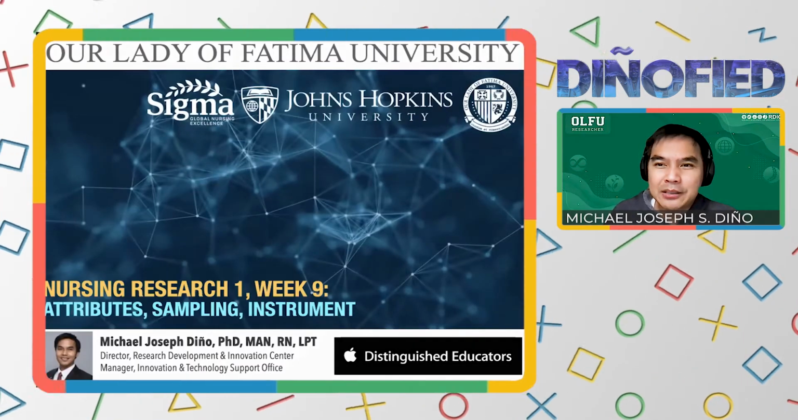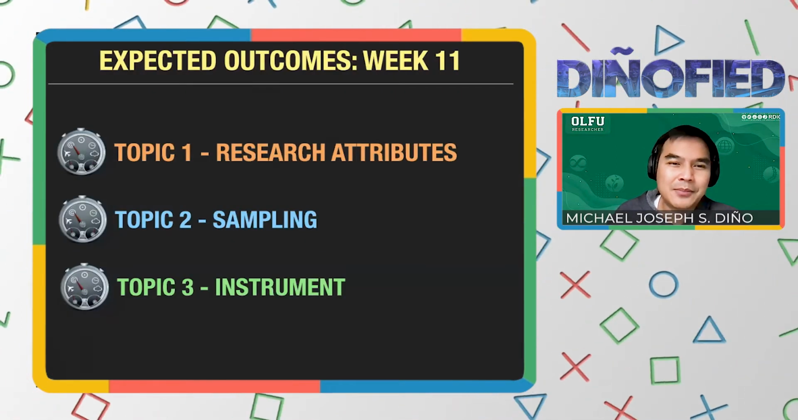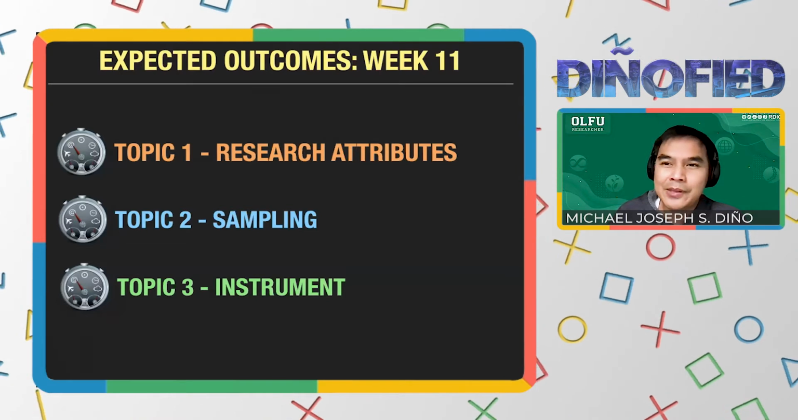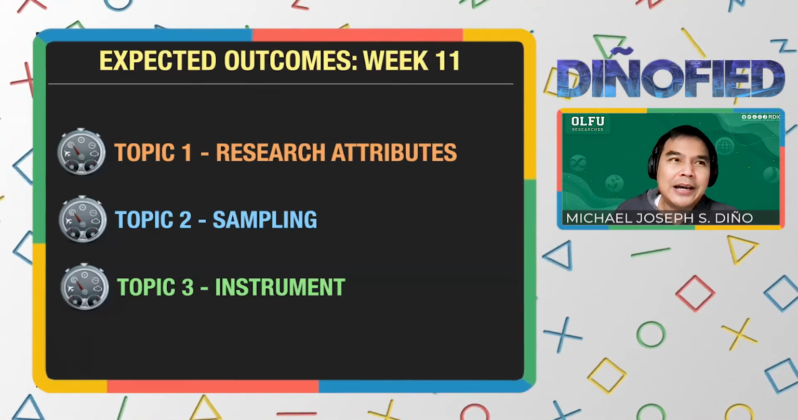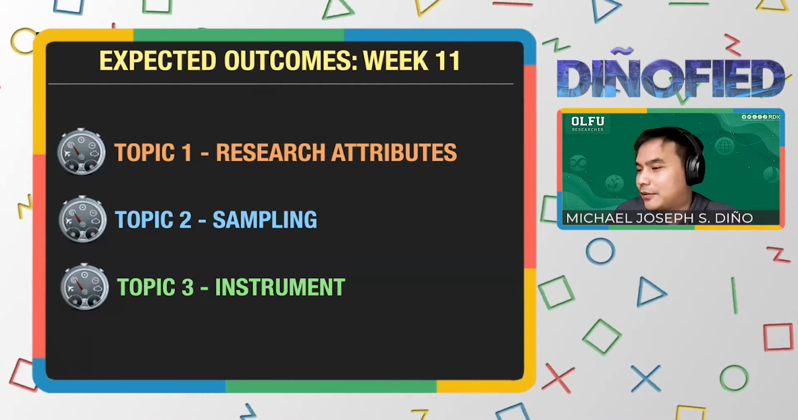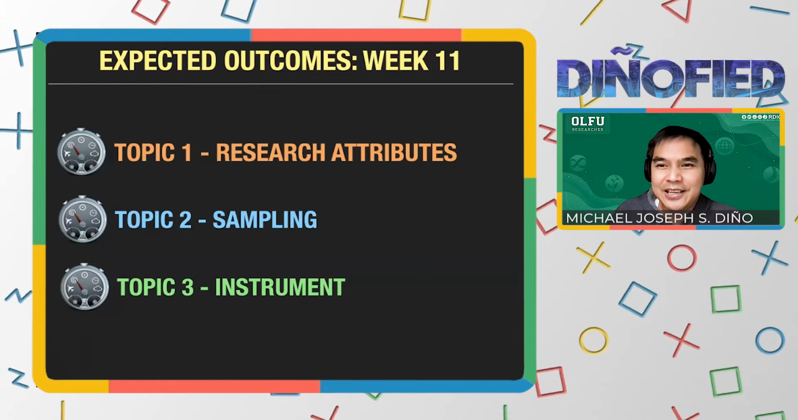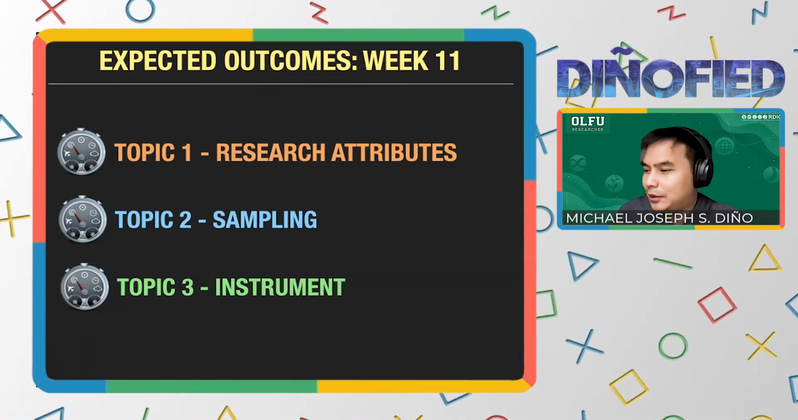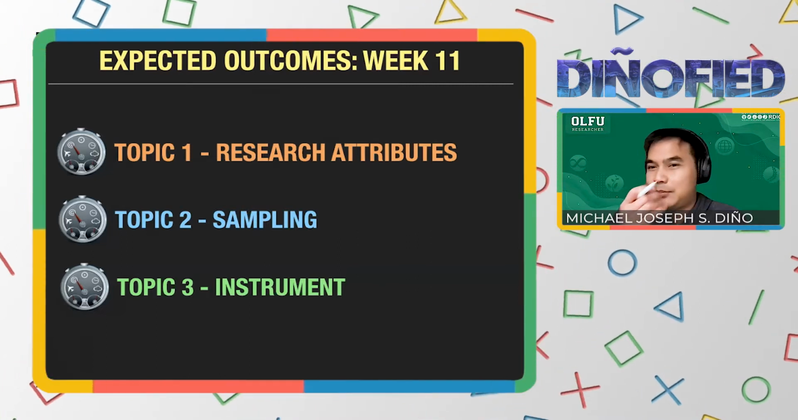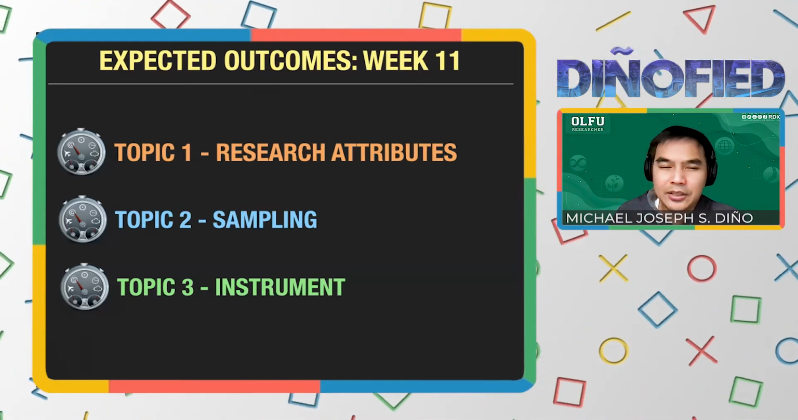So our objectives for this session would be three. First one is to discuss something about research attributes, the one that we're working on in our capsules. And by the way, I'm still checking your outputs for the introduction, and so far so good naman. We're going to return that immediately after we complete checking your introduction.